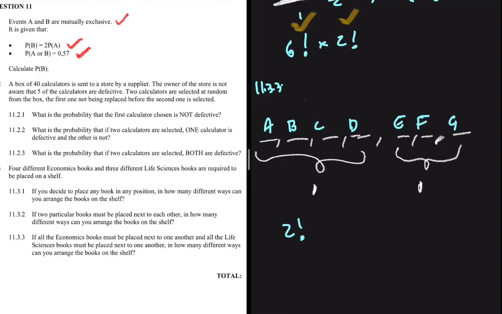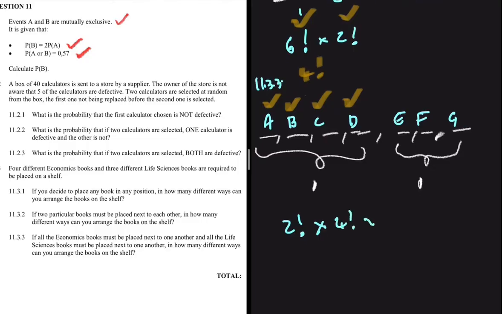But I want you to realize something. Let's get inside the economics books. So if you get inside the economics books, you're going to realize that we have 1, 2, 3, 4 books, right? So there's 4 factorial ways of arranging the books inside the economics slot. So this is 4 factorial. Multiplied by the life science books, we have 1, 2, 3 books. So there's 3 factorial ways of arranging the life science books inside the life science slot. So this is 3 factorial, which is 288.